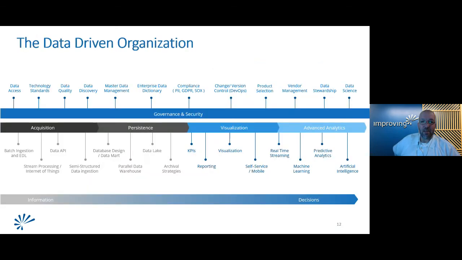So taking it a step further, let's take a look at some of the individual components of what a data-driven organization would look like. Every one of these is kind of like a timeline of data, if you will. We've got governance and security at the very top umbrella, and it basically covers all points from data access all the way down to data science at the far right and all points in between.